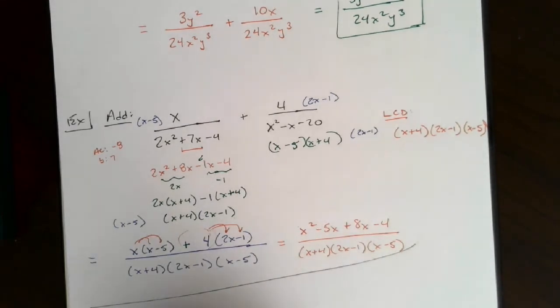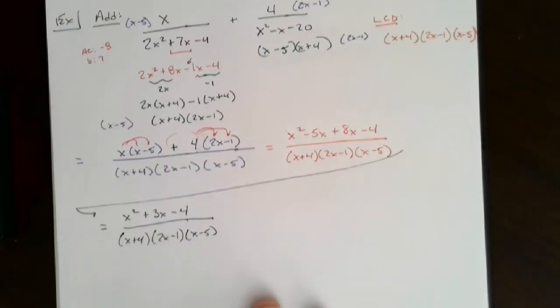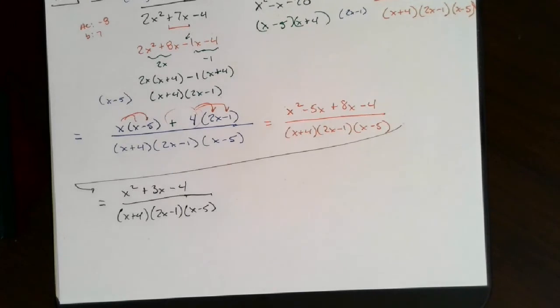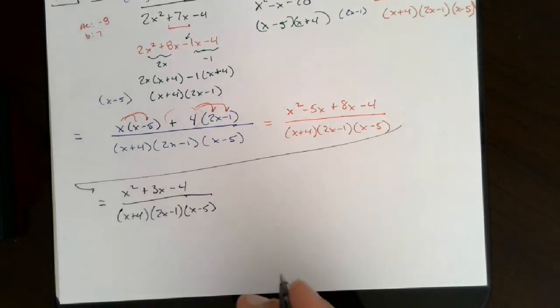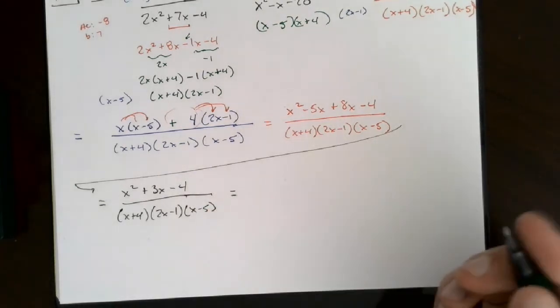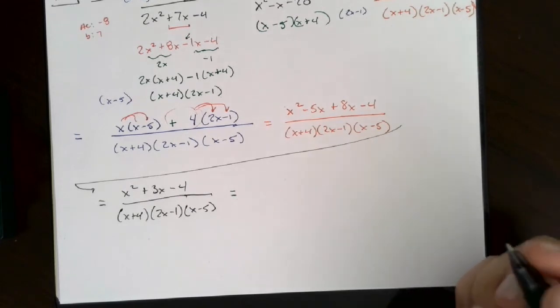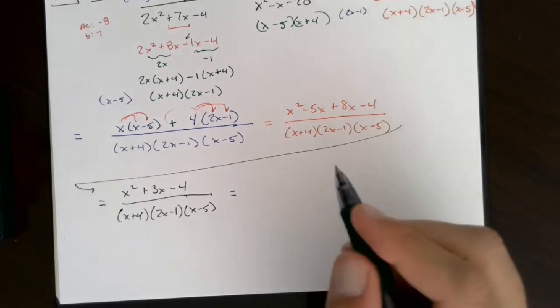This ends up being x squared plus 3x minus 4 over that same x plus 4 times 2x minus 1 times x minus 5. Now remember, don't just stop here. You want to make sure that you factor the numerator completely, factor the denominator completely, and then see if anything cancels. Now, if nothing cancels, then it'd be okay to stop here. But if something does end up canceling, you want to make sure that you simplify completely.